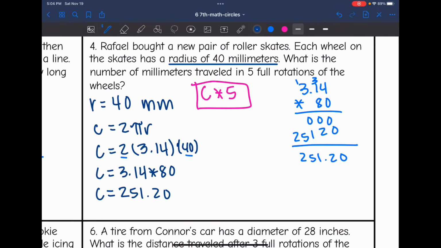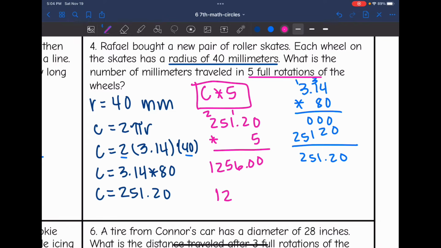But remember, I am wanting to find 5 full rotations, so I'm going to take that 251.20 and multiply it by 5. So in total, after 5 full rotations, Raphael will have traveled 1,256 millimeters.